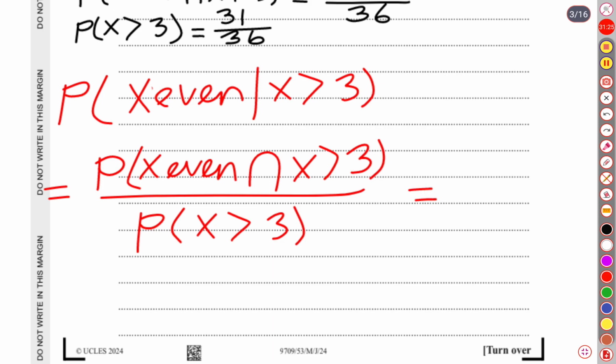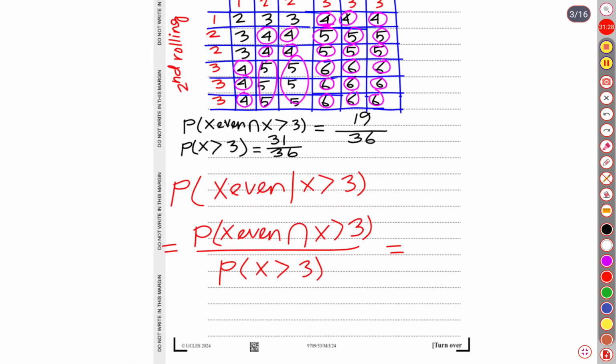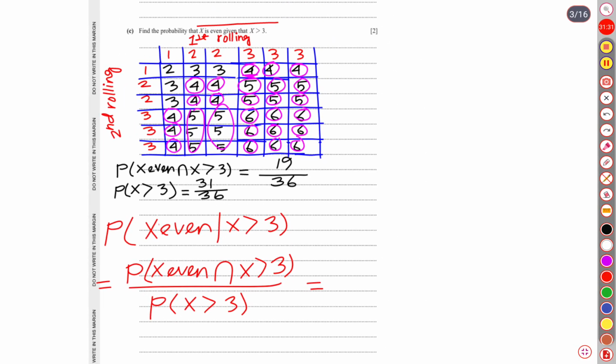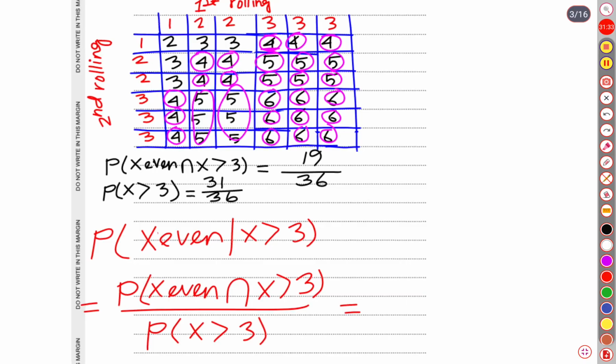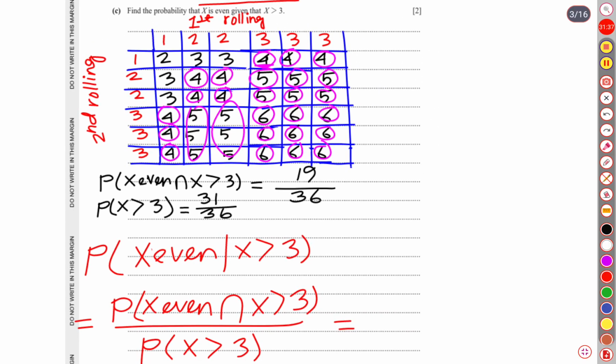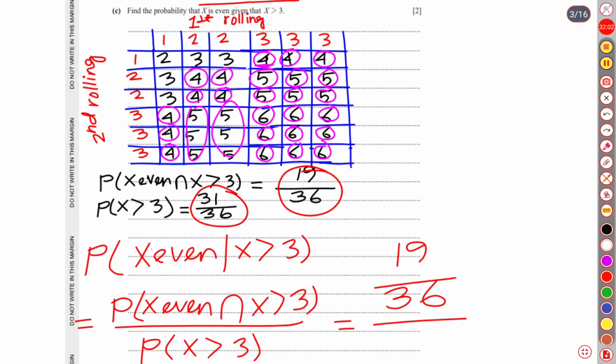We have already done the supporting work, and the required information is available here. We will just insert it now. The probability of X is even and greater than 3 is 19 over 36. And the probability that X is greater than 3 is 31 over 36.